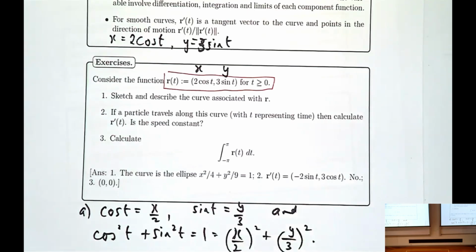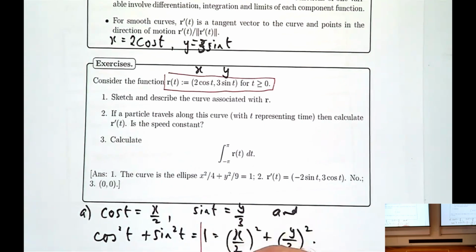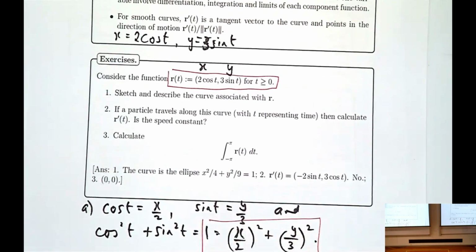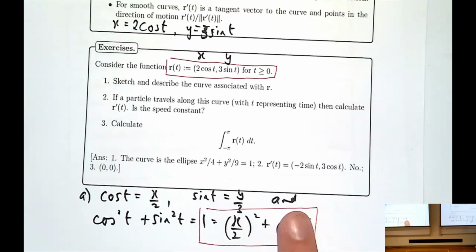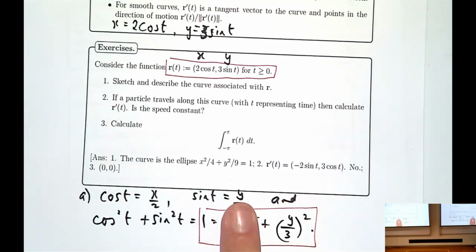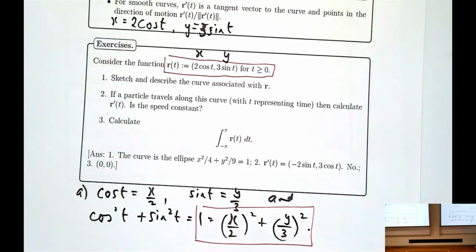Okay, so we've managed to eliminate the t's, the parameter. And if we think back, this is going to give us, well, this is the equation of an ellipse. Okay? So when y is 0, x will be 2, right? And negative 2. And when x is 0, y is going to be 3 and negative 3.